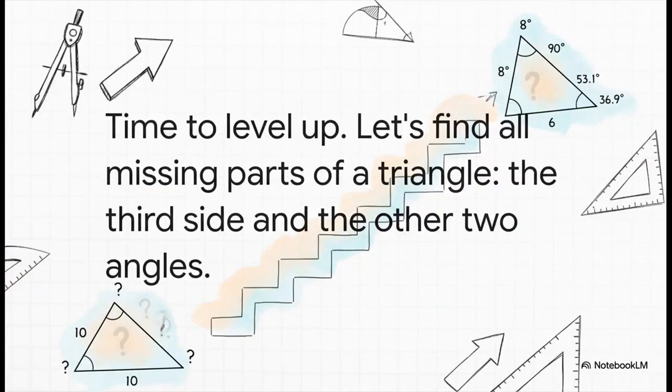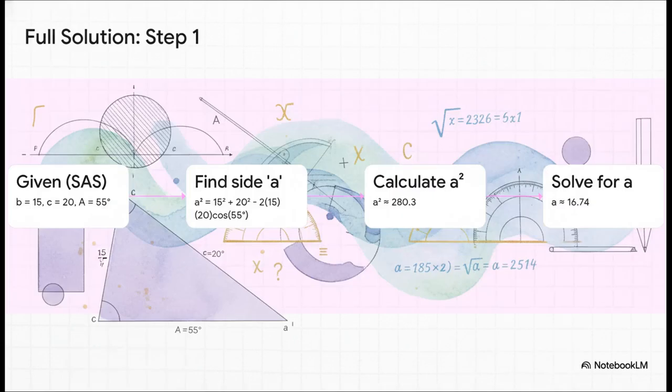Okay, so you found one missing side. That's awesome. But what if you need to solve the entire triangle? I mean, find all the missing sides and all the missing angles. You ready? Let's level up. Let's check out a full example.